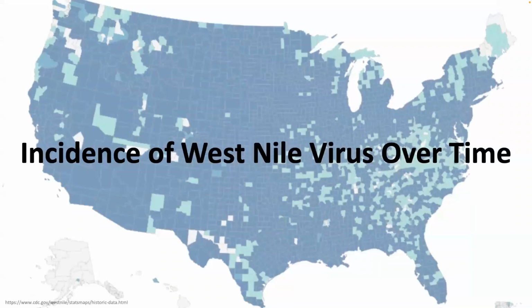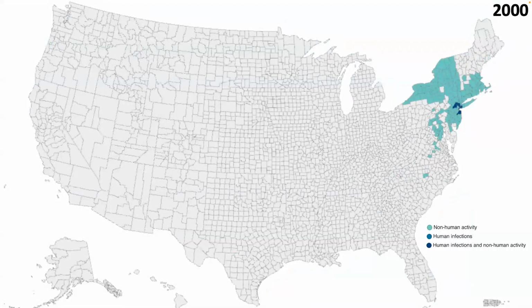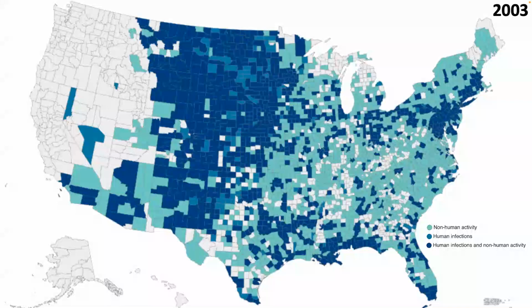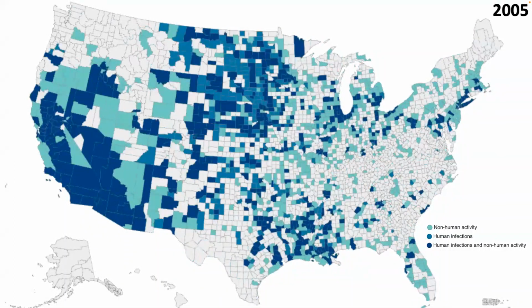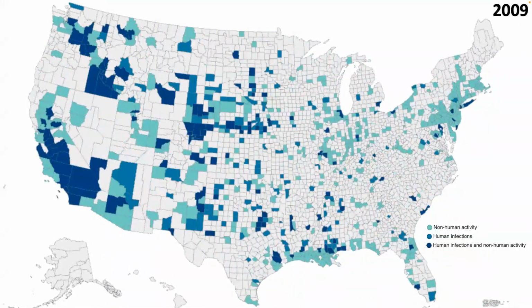And when we look at the incidence of West Nile virus over time throughout each U.S. county since its initial introduction in 1999, we can see in New York, we had human infections reported. And then by 2000, we saw it expand and we saw non-human activity with human infections. By 2002, there was a big explosion of West Nile virus. In 2003 were the first reported cases of West Nile virus within Arizona. And by 2004, it had spread across the entire continental United States.